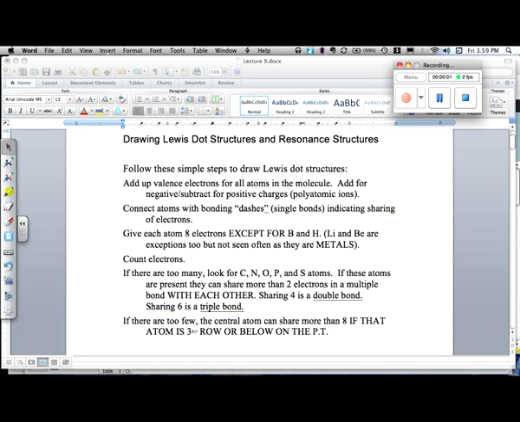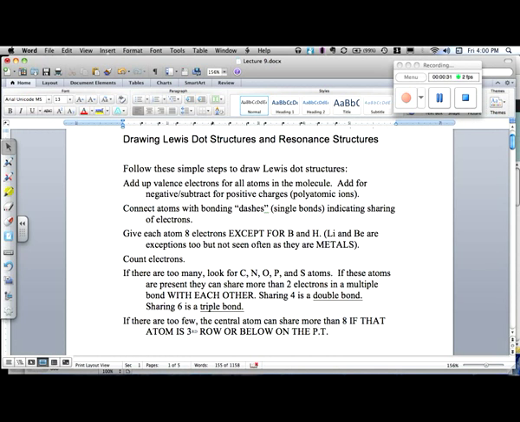Welcome to Lecture 9. We are going to pick up where we stopped at the end of Lecture 8, where we were applying the steps for drawing Lewis dot structures. We only did a couple of examples, I think it was 3, and we will do the rest of those examples. I hope you have your steps written on an index card, and get your periodic tables out, and let's go ahead and get started.